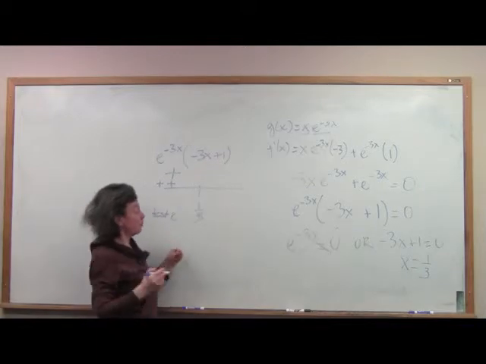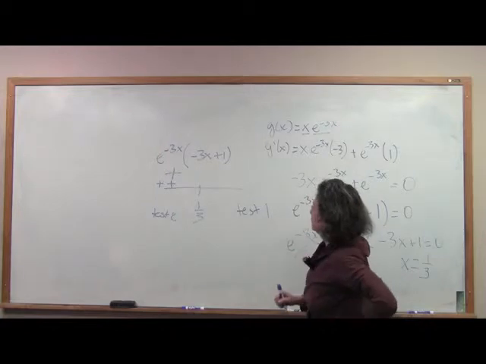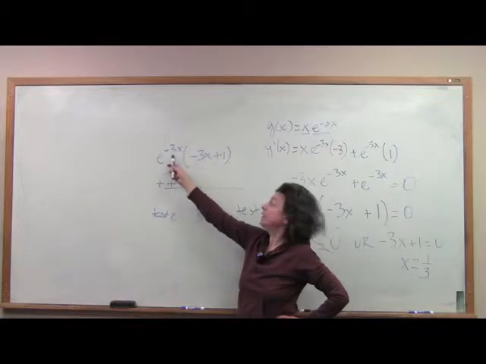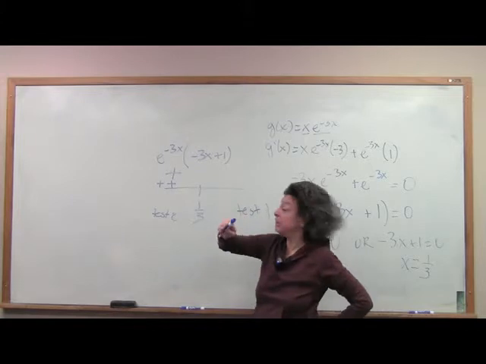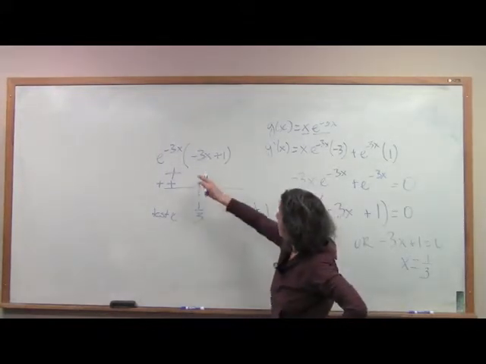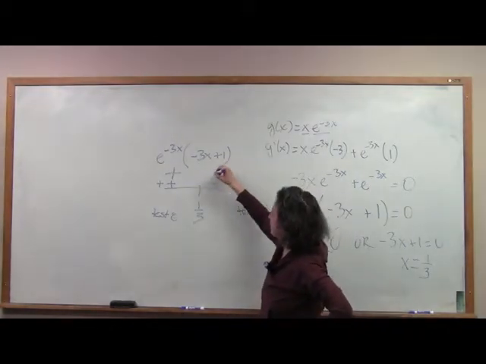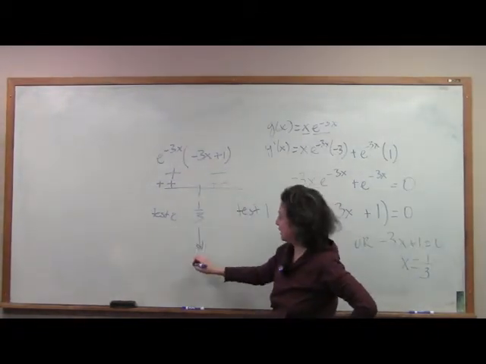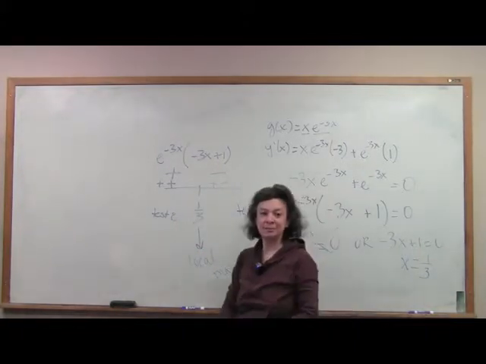So let's take any old point greater than 1/3. Why don't we just test 1? Well, if I plug 1 into my first term, I have e to the negative 3rd power, which is 1 over e cubed, which is really small, but it's still positive. And if I plug 1 into my second term, I get a negative. And a positive times a negative is a negative. So since this changed sign from positive to negative, what do I have? I have a local max. Pretty cool, huh?